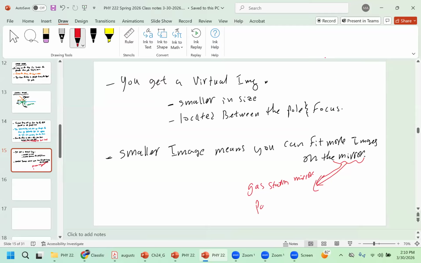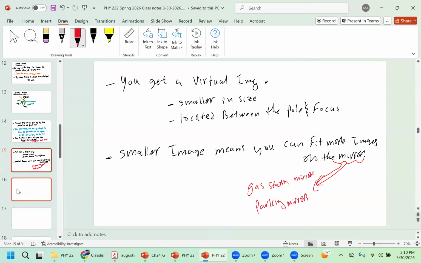Or parking lots, parking garages, parking mirrors. Gas station mirrors, parking mirrors, etc. It will actually show you a bigger area. The image will be small, but you see the bigger area. Are you with me so far?